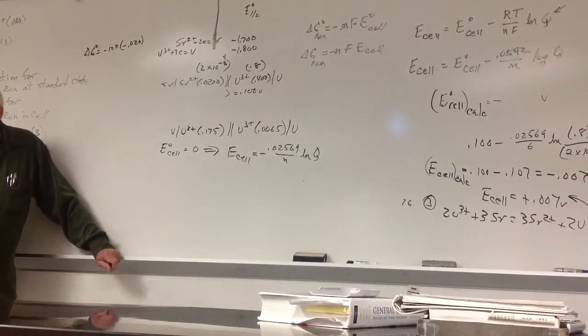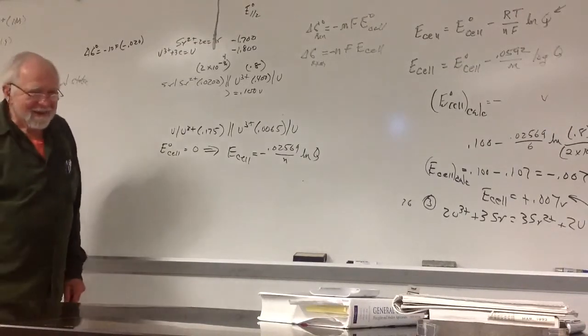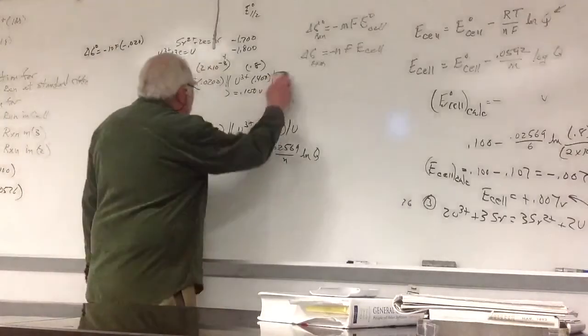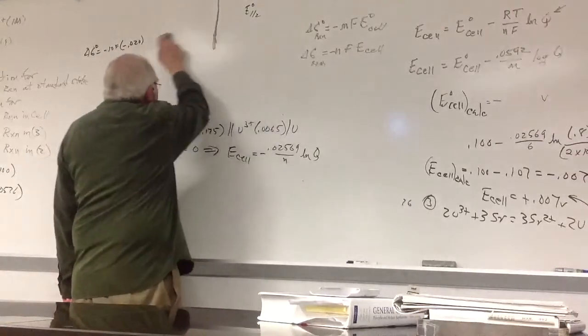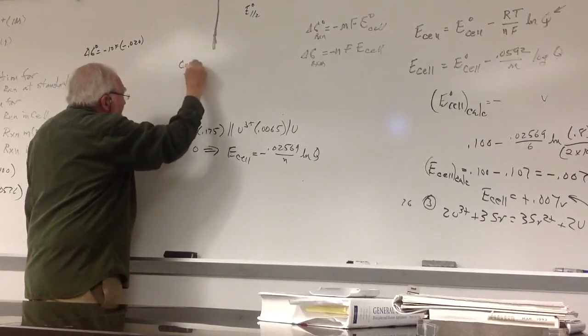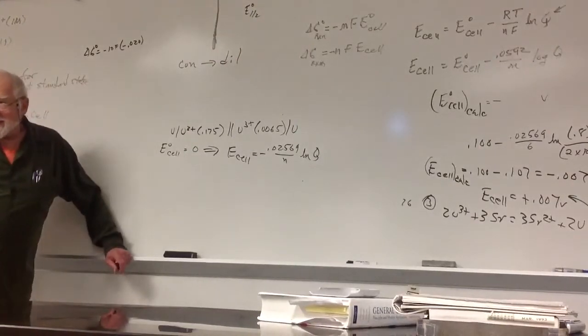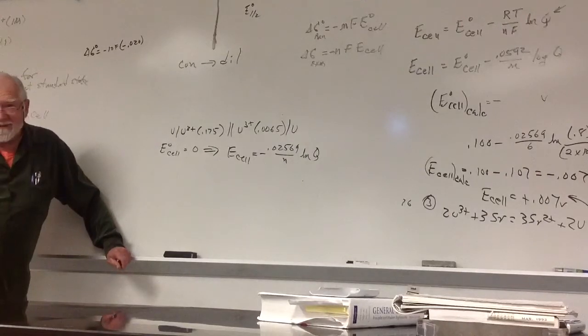What's the spontaneous reaction? There is going to be a cell potential. There's going to be something happening spontaneously. It's 0.00659. Things always spontaneously get more dilute. So it always goes from the concentrated to the dilute.